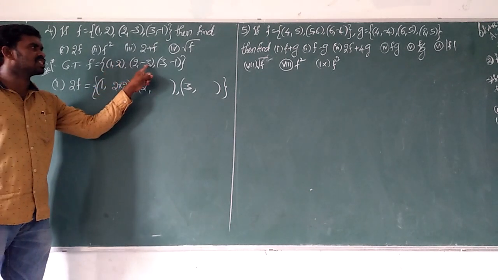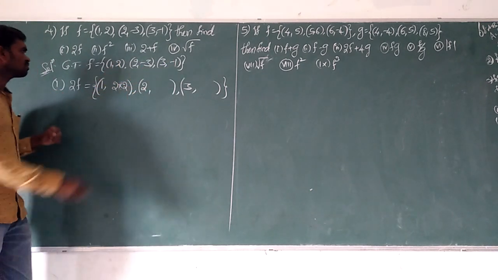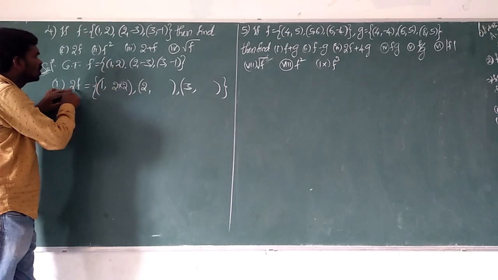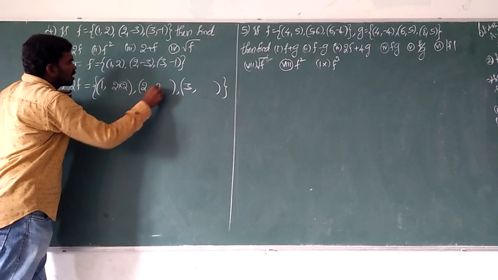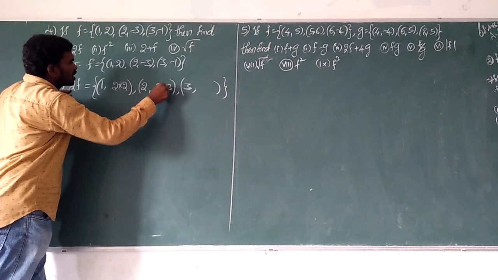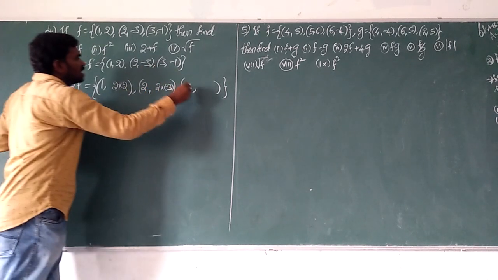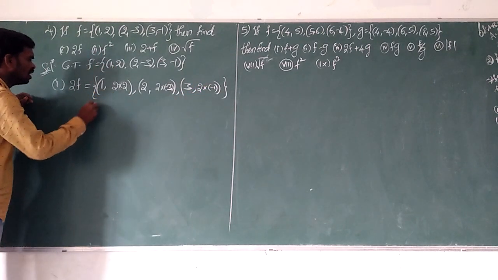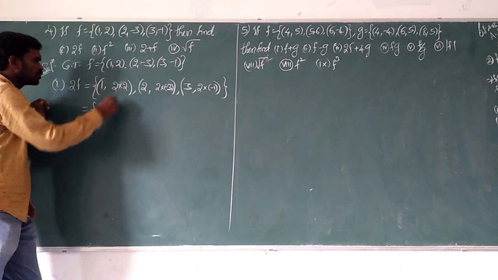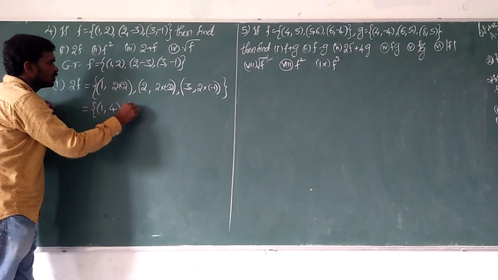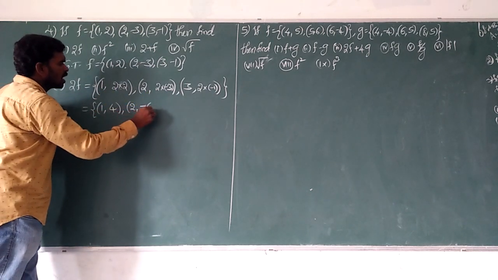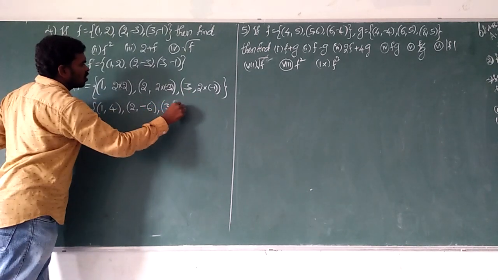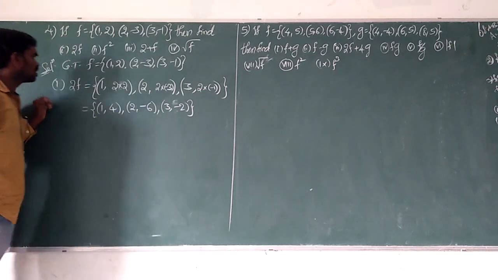Second element minus 3, second element minus 1. Okay, 2 is applied to the second element. 2 into 2. Next, 2 into minus 3. Next, 2 into minus 1. Which is equal to the set of (1, 2 into 2, how much? 4), (2, 2 into minus 3, minus 6), (3, 2 into minus 1, how much? Minus 2). So this is the 2f.